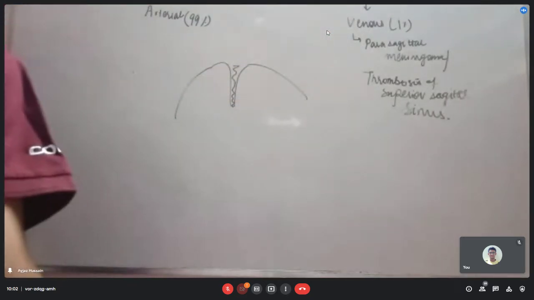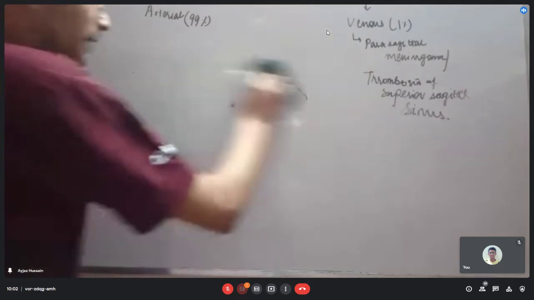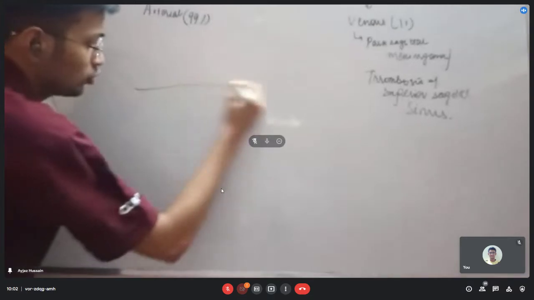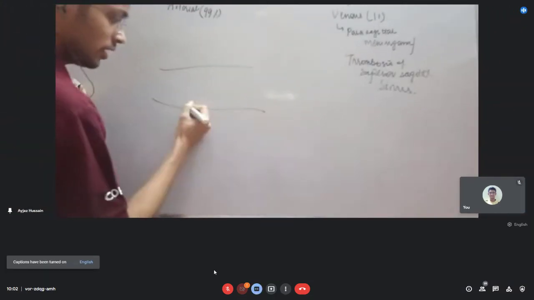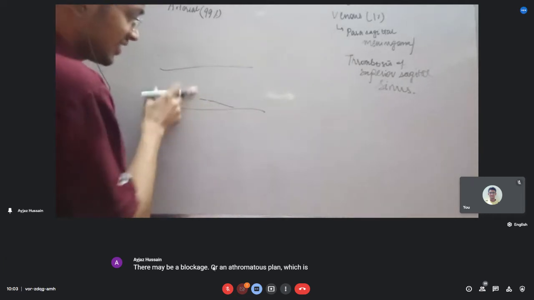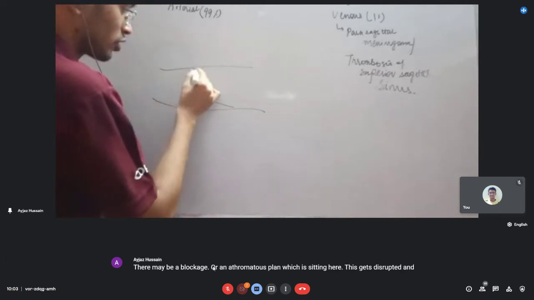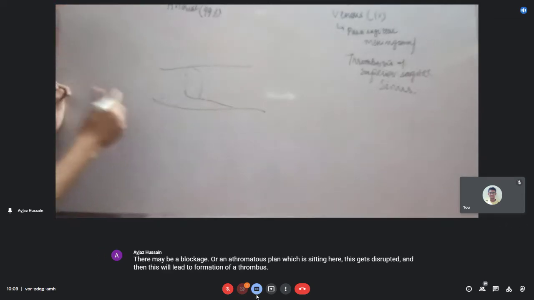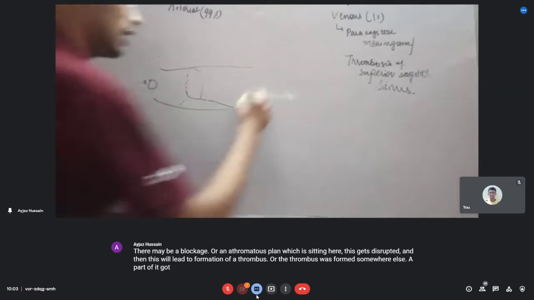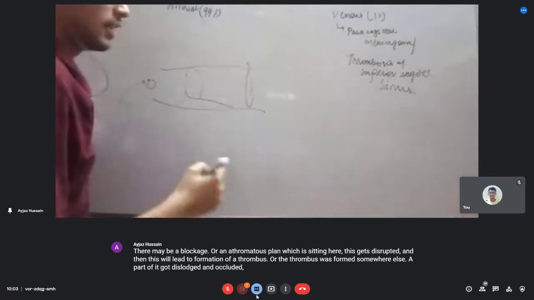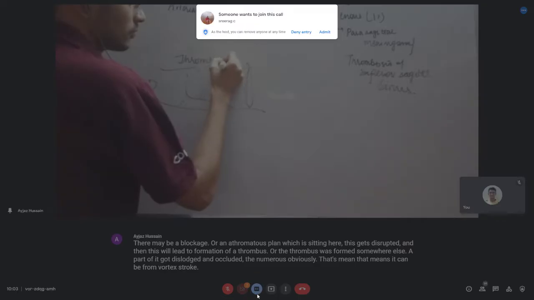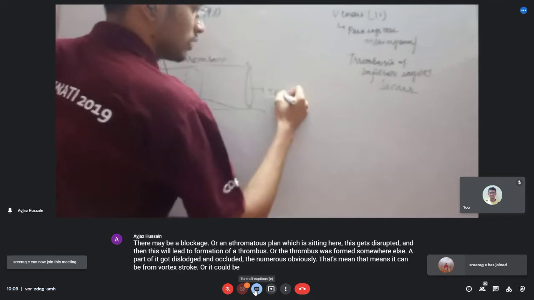Concentrate more on arterial stroke. Now remember, the artery में क्या है कि artery में there are two possibilities. See, if this is the lumen of the vessel, there may be a blockage or an atheromatous plaque which is sitting here. This gets disrupted, and then this will lead to formation of a thrombus. Or the thrombus was formed somewhere else. A part of it got dislodged and occluded the lumen of the vessel. That means it can be a thrombotic stroke or it could be an embolic stroke.